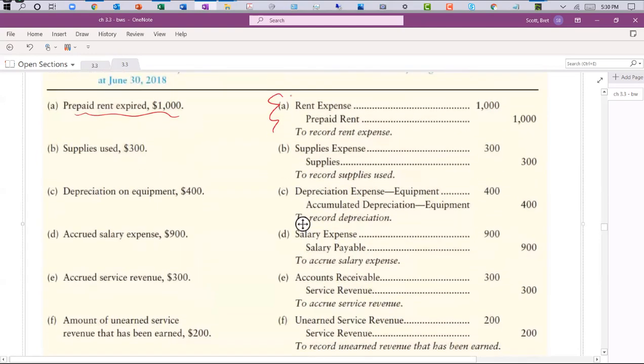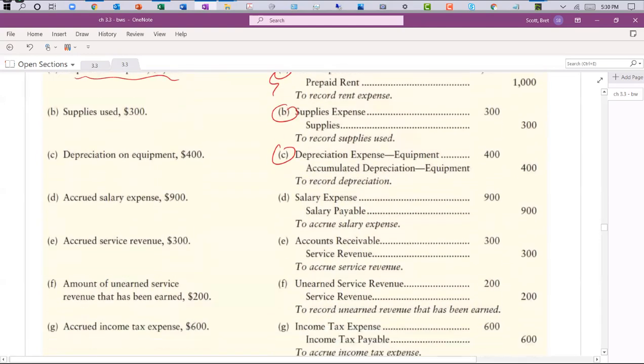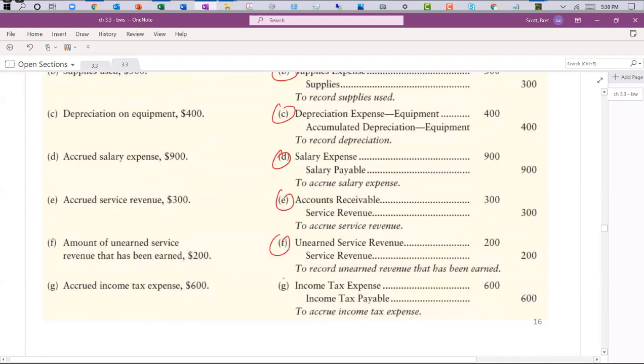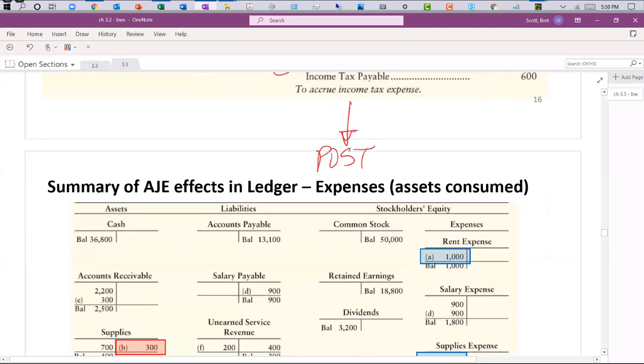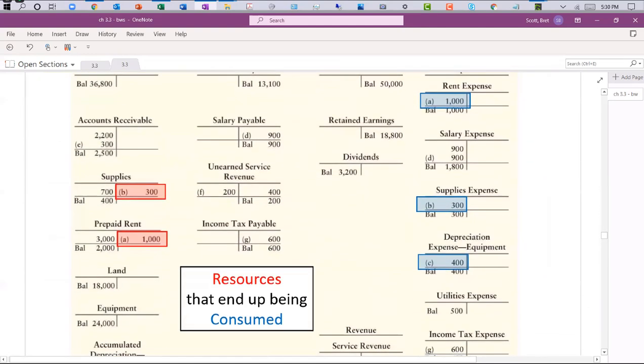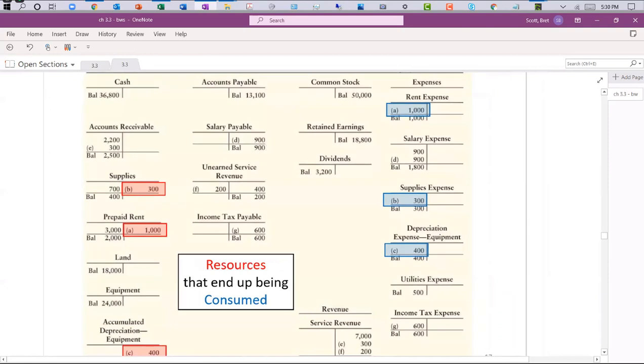Now, notice how each one of these has a little tick mark next to it. That'll be useful to help us keep track of how we post it into the ledger. So down in the ledger, where we see all the different T accounts, there's the A, there's the B, there's the C. We're recognizing in the first three adjusting journal entries the resources that have been consumed.